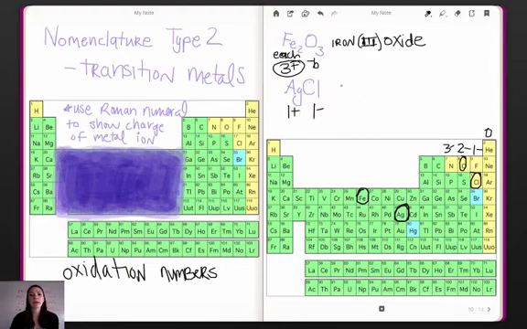So this is going to be silver, and then the Roman numeral is going to be 1. And then the last nonmetal is going to be not chlorine, but chloride. So I have silver 1 chloride. All right, so that's going to be my nomenclature for type 2, transition metals only.